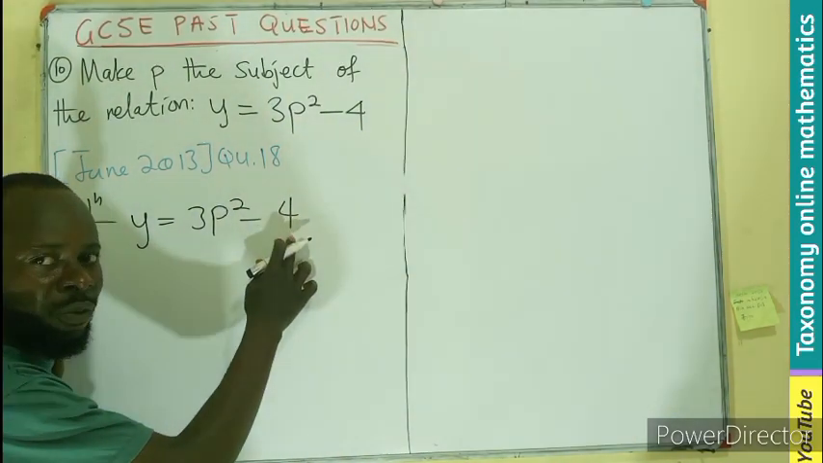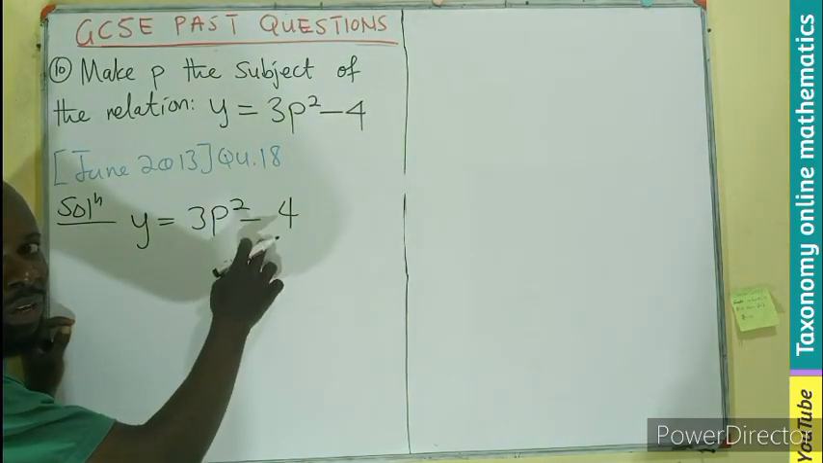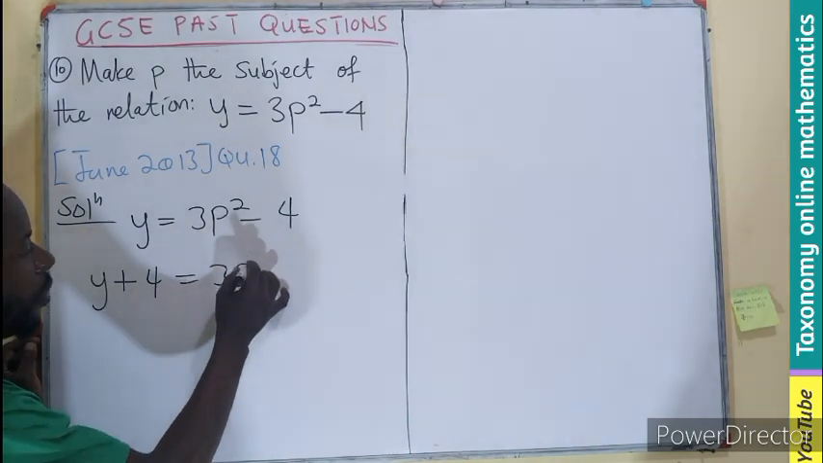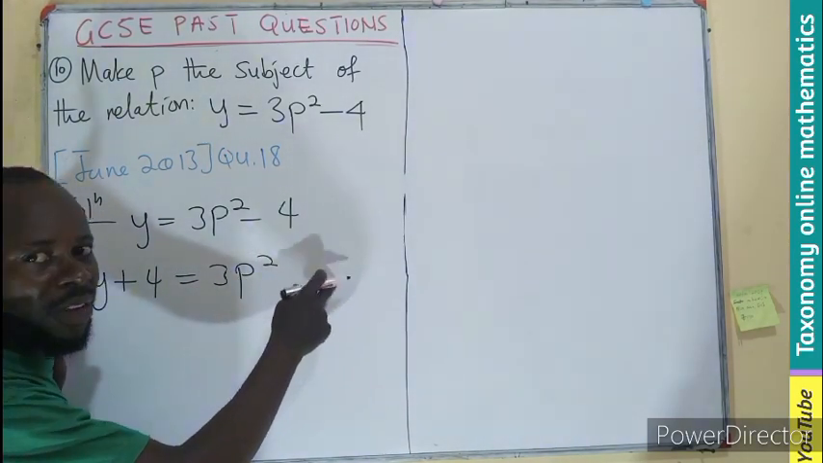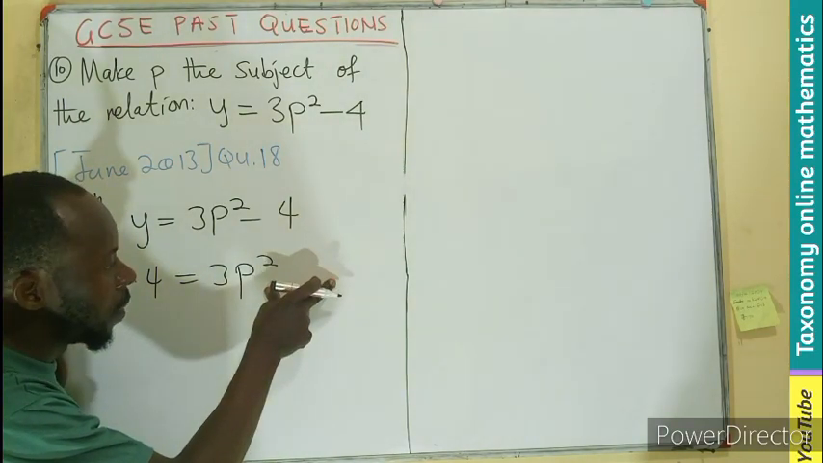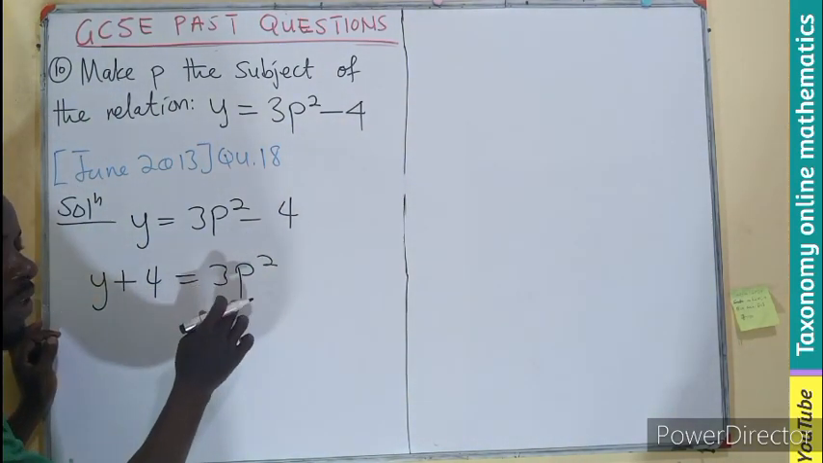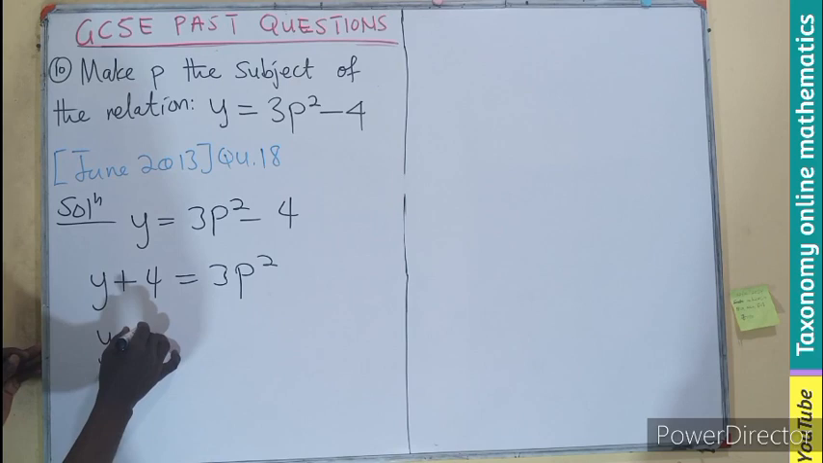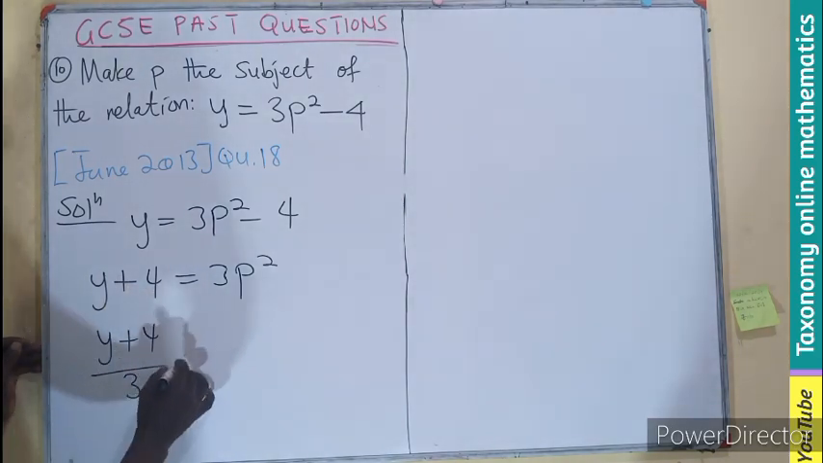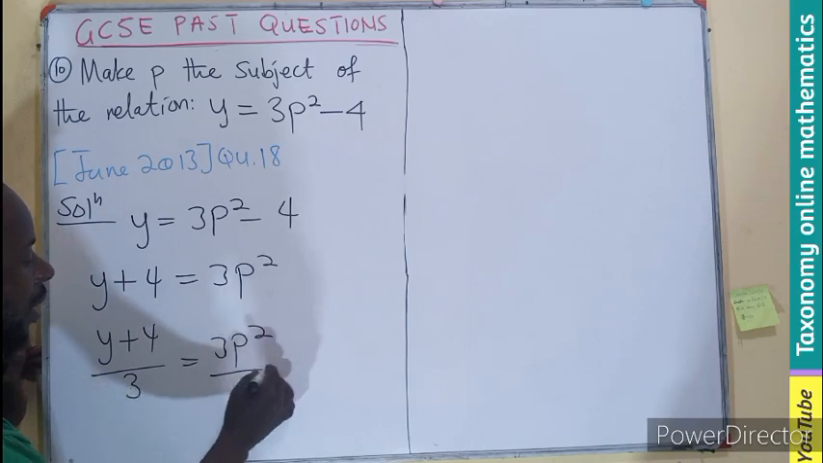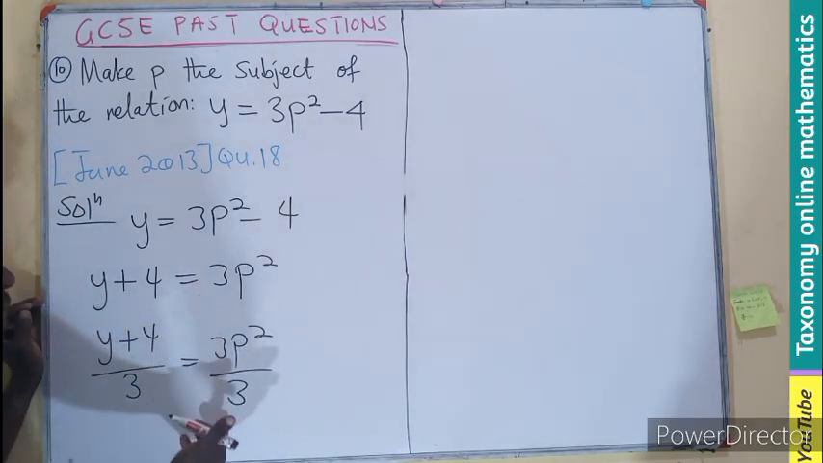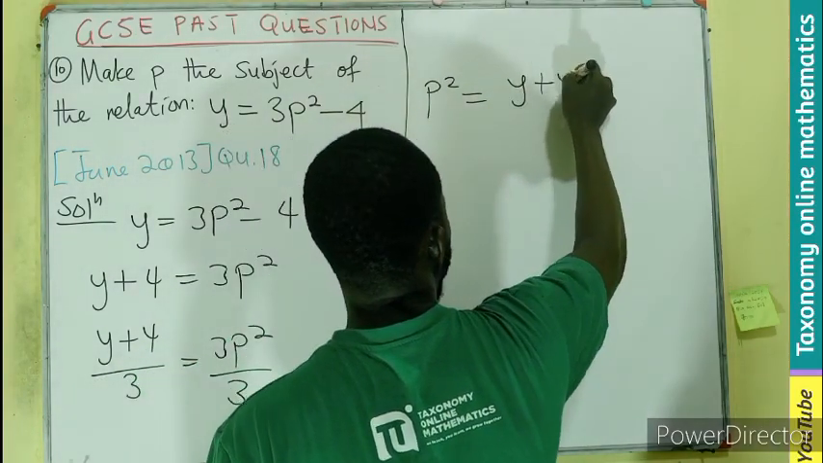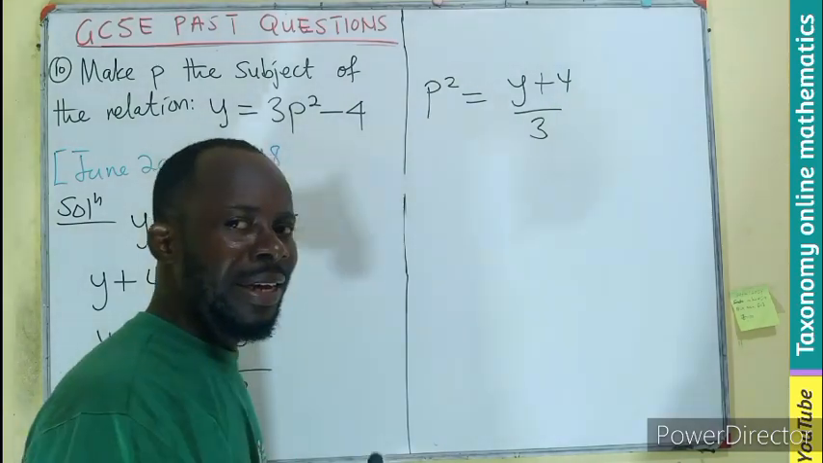This is a negative 4. So we add the opposite of this to both sides, meaning y plus 4 equals 3p squared minus 4 plus 4. That would give us 0. Alright. Then 3 is also multiplying p squared. So we divide both sides by that, meaning y plus 4 divided by 3 equals 3p squared over 3, whereby the 3 will cancel, leaving us p squared equals y plus 4 all over 3.